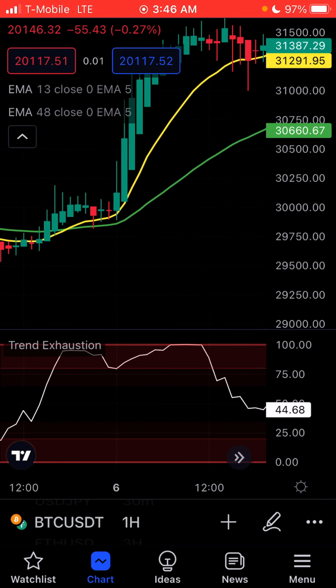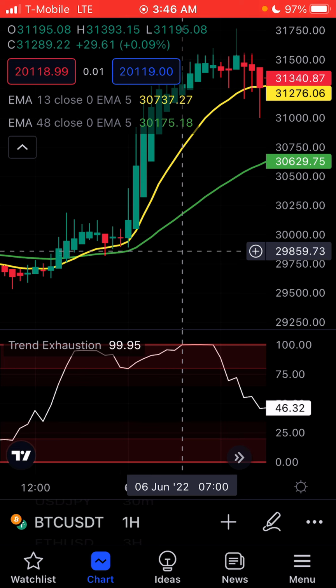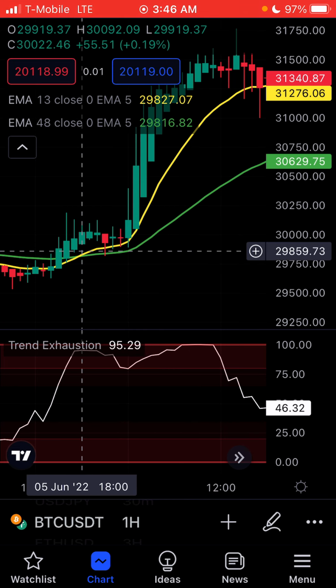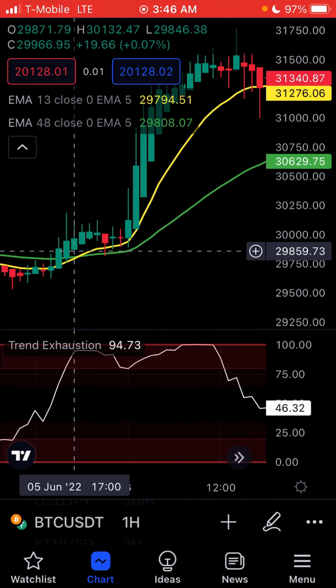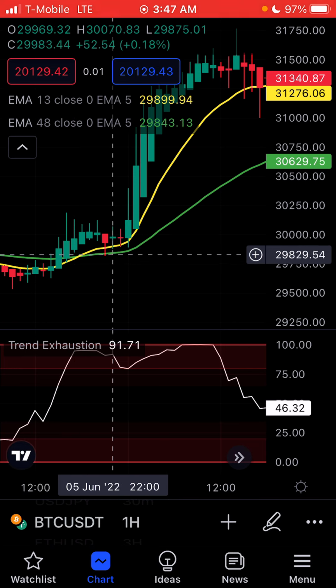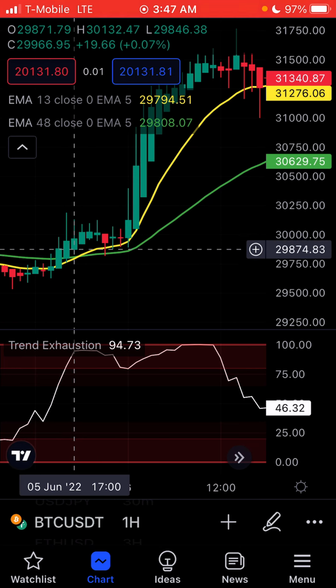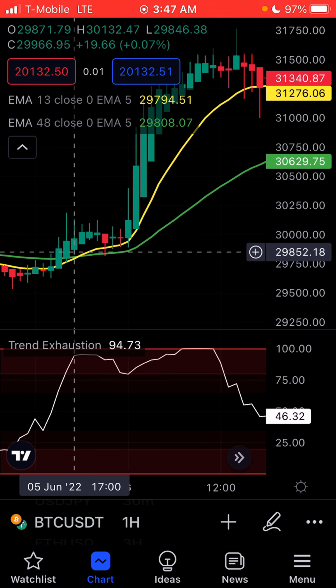Okay, here we go. Here's a good one. You see that it's crossing up. And this might be hard to catch too because the trend exhaustion is already at the top. So you buy in here. Now, trend exhaustion is supposed to be there just to kind of help you figure out when to sell. But I don't like using the trend exhaustion just by itself.